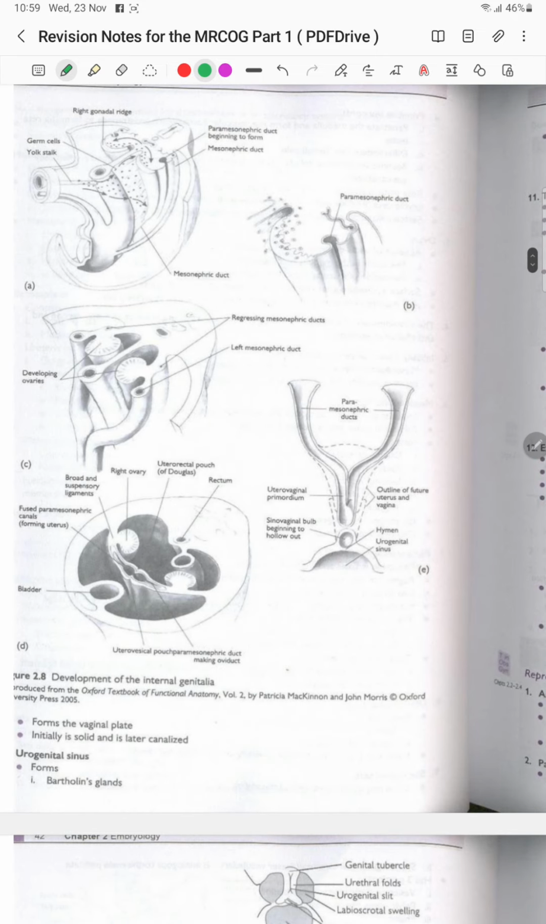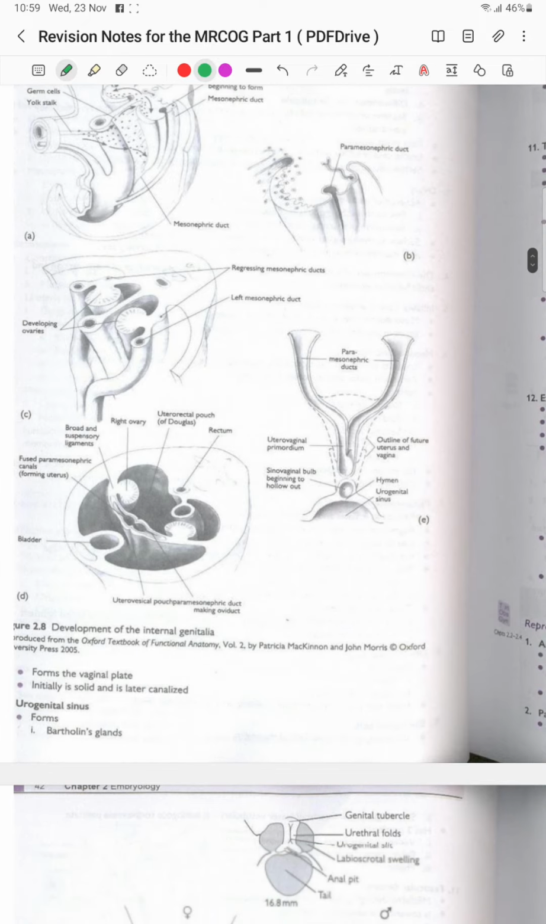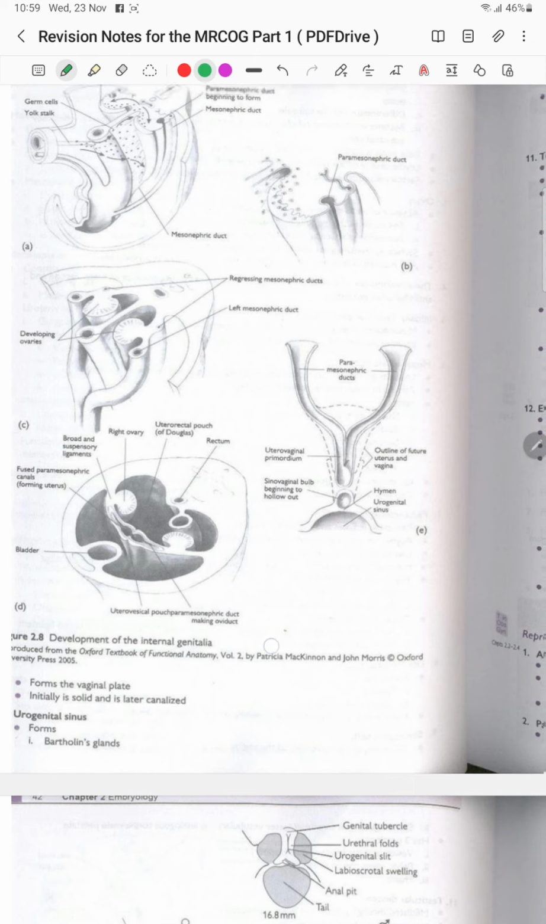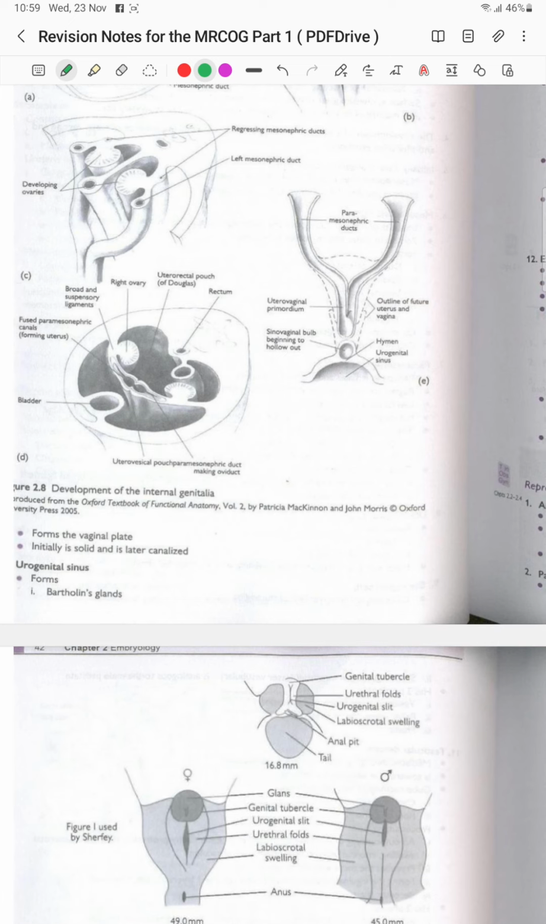So this is a pictorial development. I'm going to discuss the whole of the pictorial development in the third part of the lecture, and you can find it in the playlist. I'm also going to share mnemonics which can help you memorize this embryology, which is not a very difficult topic but is the most asked topic in the MRCOG part 1.